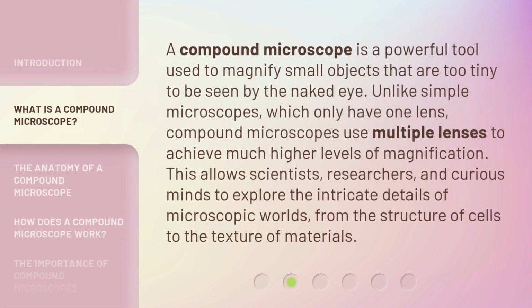A compound microscope is a powerful tool used to magnify small objects that are too tiny to be seen by the naked eye. Unlike simple microscopes, which only have one lens, compound microscopes use multiple lenses to achieve much higher levels of magnification. This allows scientists, researchers, and curious minds to explore the intricate details of microscopic worlds, from the structure of cells to the texture of materials.